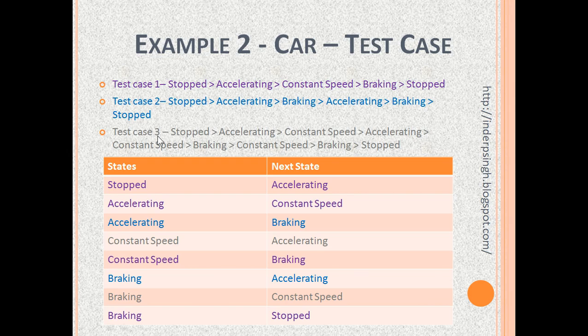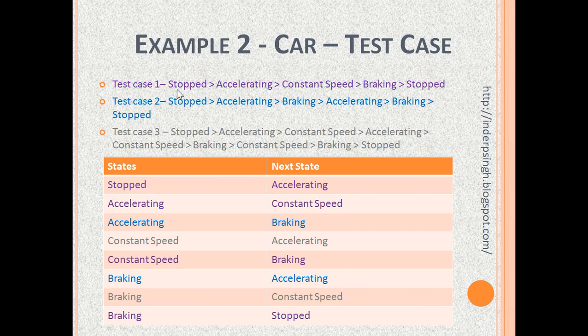So in test case 3 we can have the workflow as stopped state to accelerating to constant speed to accelerating to constant speed again, then braking, constant speed to braking, and stopped. And this covers the valid transitions, constant speed to accelerating and braking to constant speed.